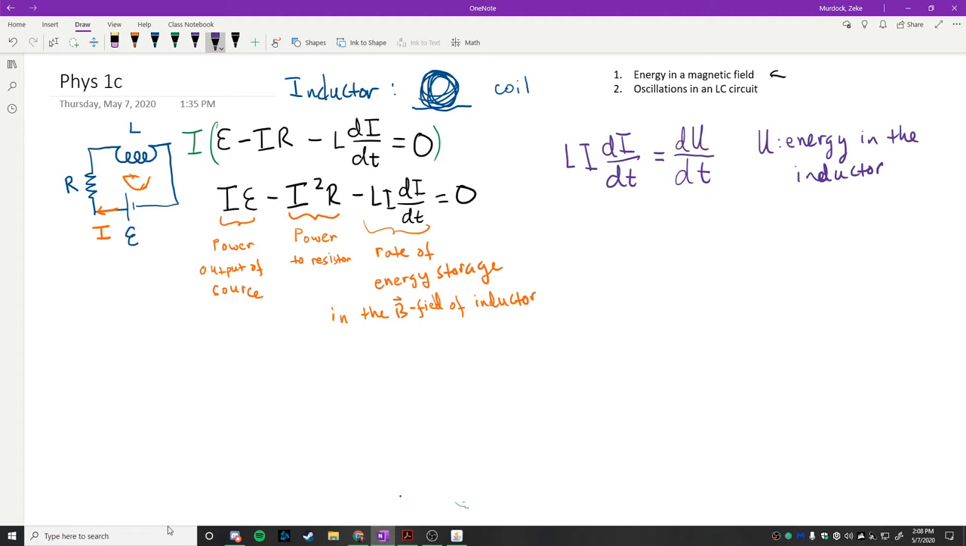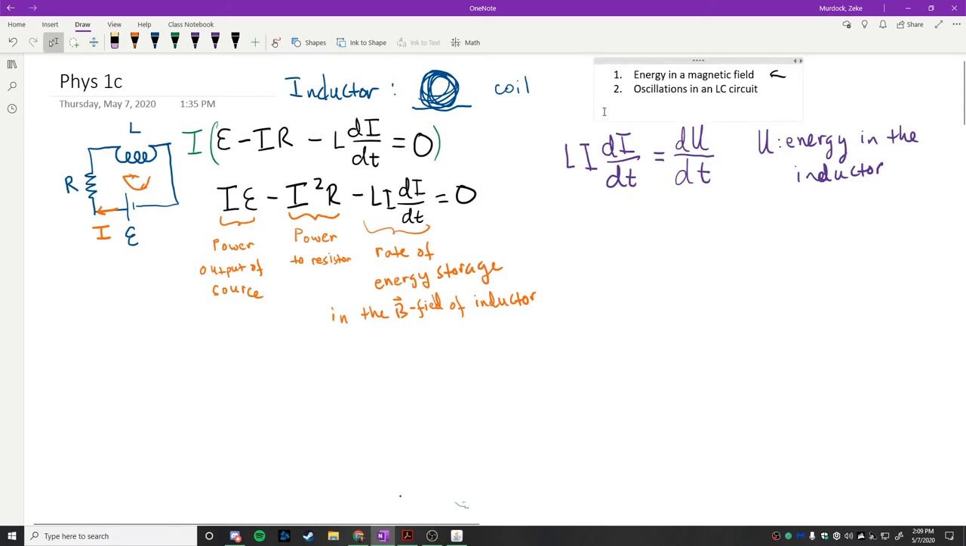Does that make sense? When you turn the circuit on, this quantity is positive. Do you guys agree? Does that make sense? That means that the inductor is having energy sent into it, basically, right?